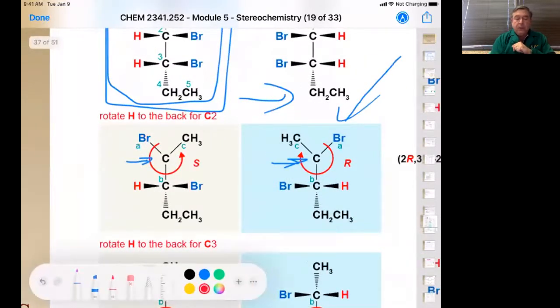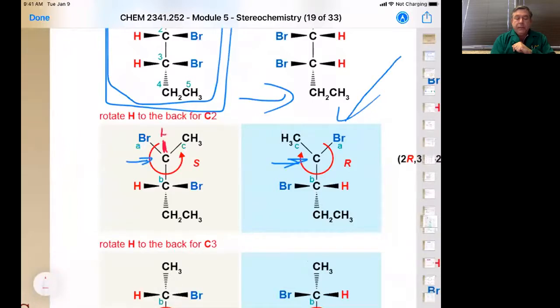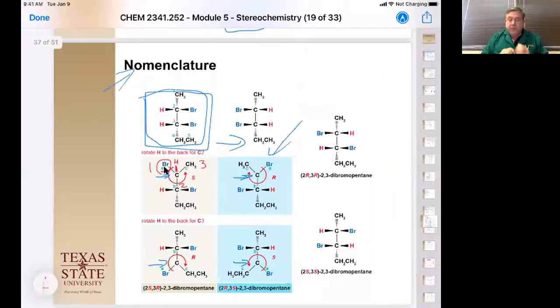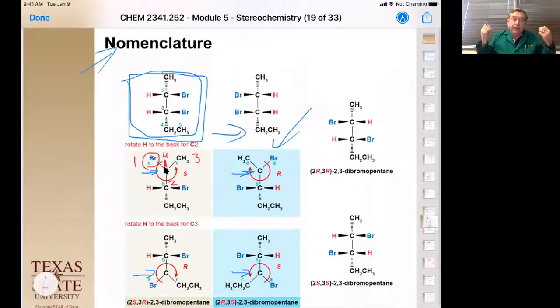We have our lowest priority group behind us here, which is in this case our hydrogen. We have our bromine highest, so that's going to be our 1. We have our carbon here with more than the hydrogens on it, which is going to be 2. Then we have our carbon with our hydrogens on it, which is 3. And that is going with the lowest priority behind us. We go 1, 2, 3, that's counterclockwise, and that gives us our S configuration. Okay, remember, you always want that lowest priority backwards. Okay, so that's how we would be able to assign the R and the S to these.